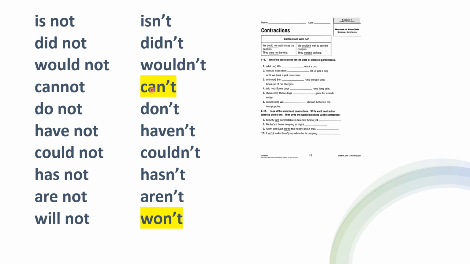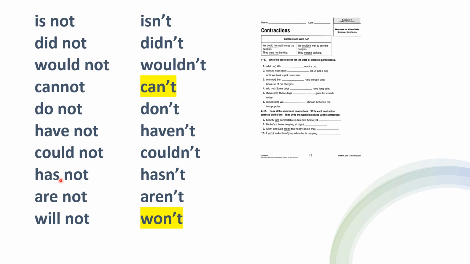Okay? Now, cannot is a little bit different because you have to take out two letters. You have to take out the extra N and the O and replace it with the apostrophe to get the word can't. Do not, have not, could not, has not, and are not all follow the same rule. Take out the O and replace it with an apostrophe.